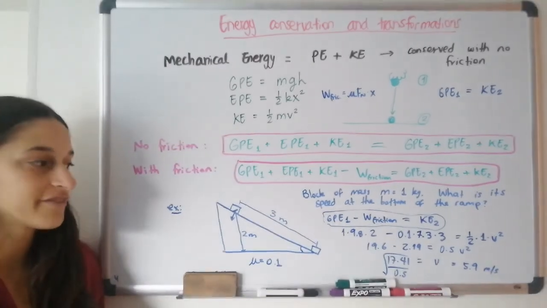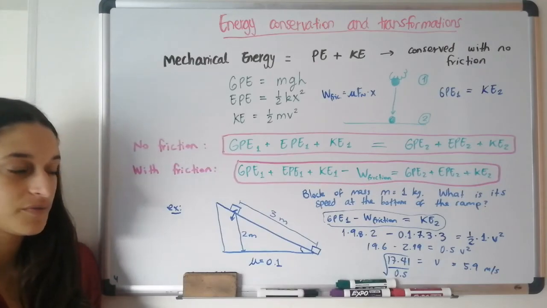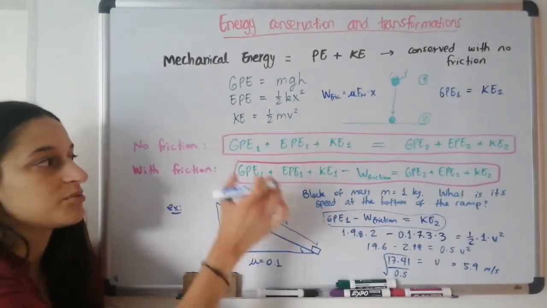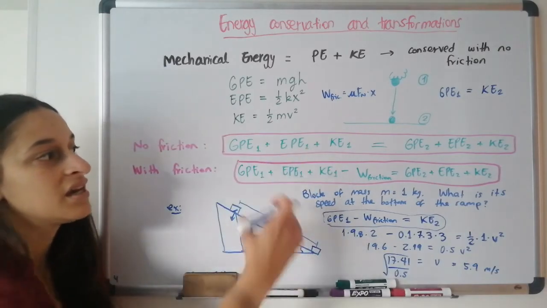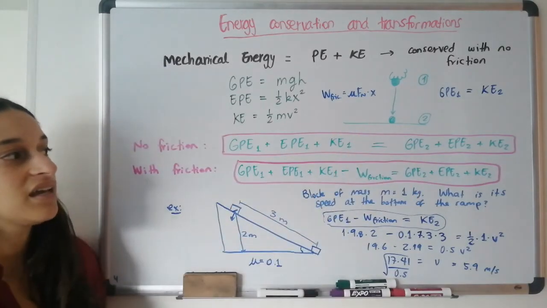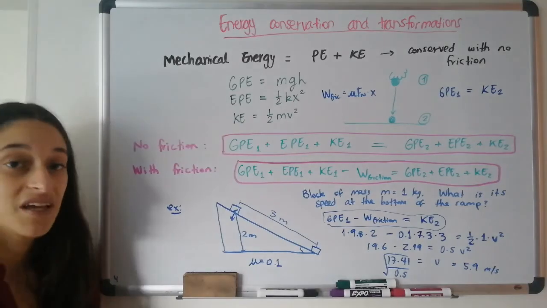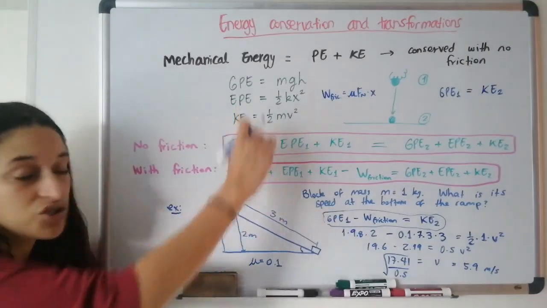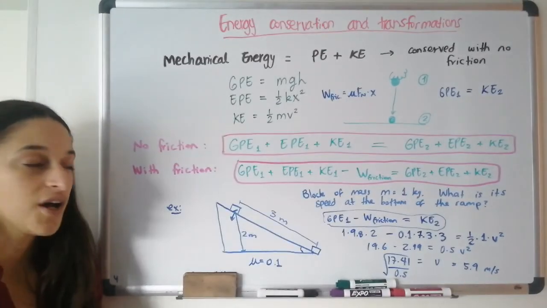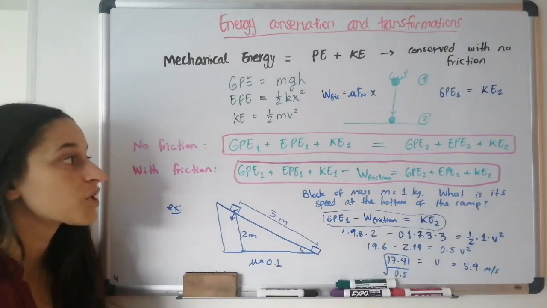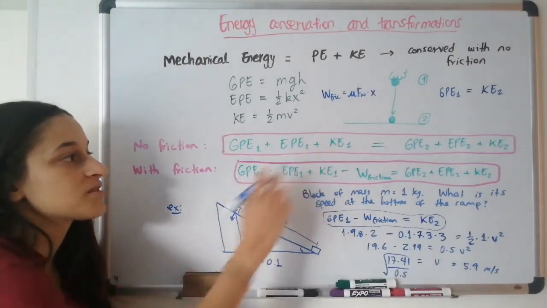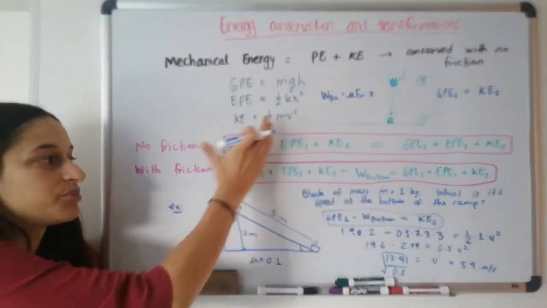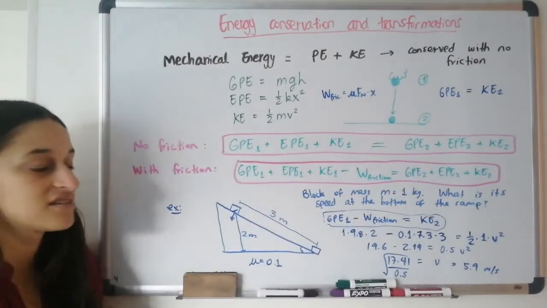And you're going to get a lot of examples in the activities that you're going to do now. Sometimes there is GPE at the beginning, sometimes there's EPE, and at the end sometimes there's KE or GPE or something else. And you just need to figure out which equation to use depending on if there's friction or not, and which of the three terms you're going to use for the beginning situation and for the end situation.